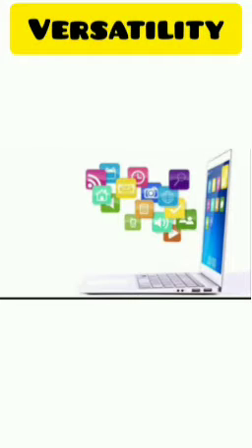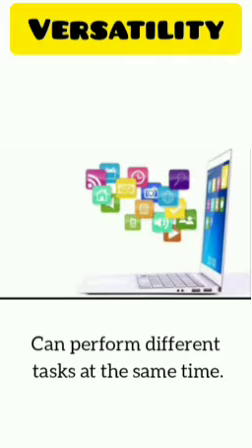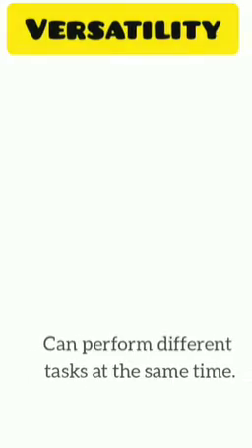The next characteristic is versatility. Children, a computer is a versatile machine. Versatile means it can perform different tasks at a time. Means you can draw paintings on it, and at the same time you can listen to music on it. Means a computer can perform a variety of tasks at the same time.